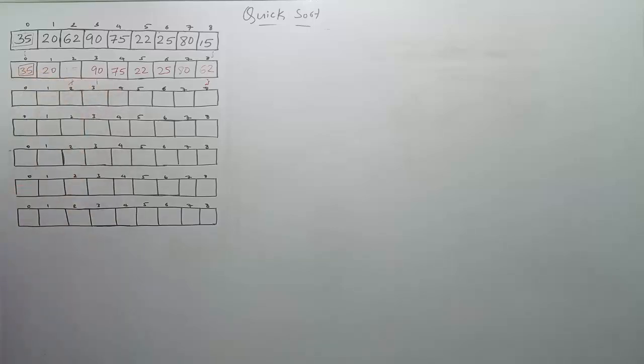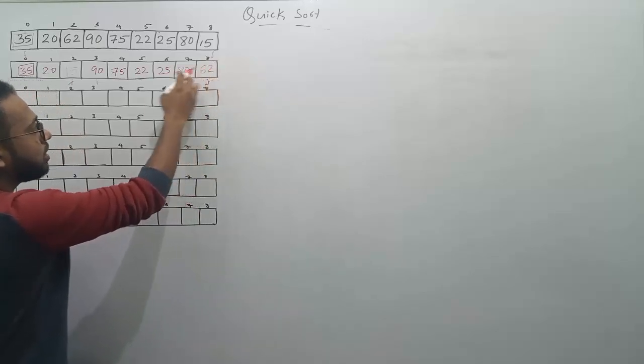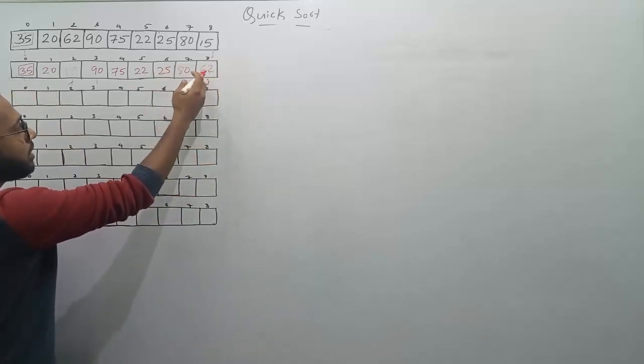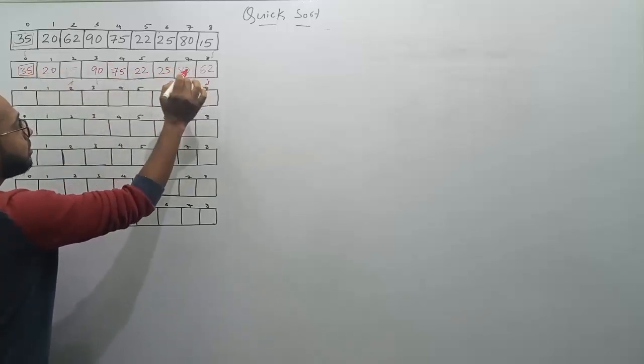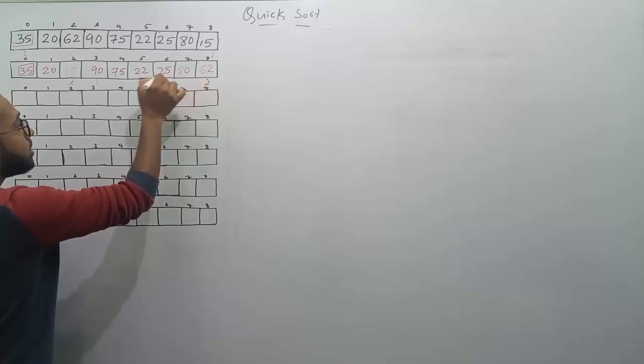90 is greater than pivot element. Now I need to do the same thing on the right side. I need to check, is there any element on the left side of j which is lesser than pivot element? 80 is there, but 80 is not lesser. So 25 is there, which is lesser than pivot. So I will mark this as j.